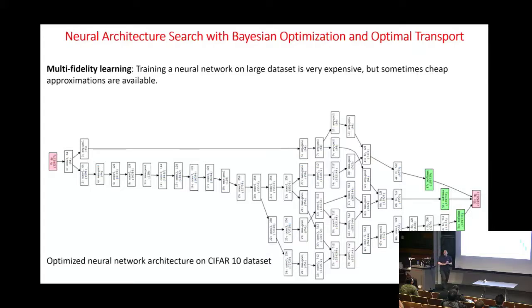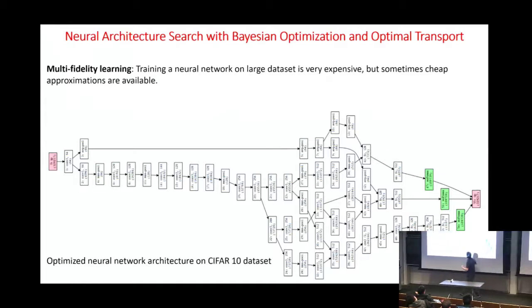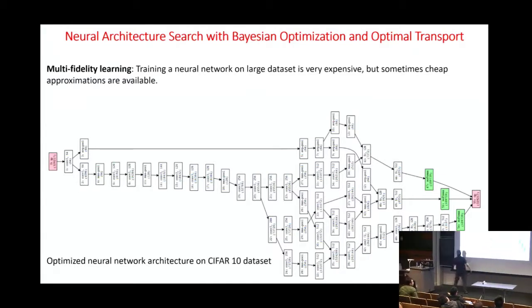We also used this approach to try to find neural network architectures. This is a neural network architecture. I just rotated this. I guess this is the input, that's the output. And that's what we learned on the CIFAR-10 data set.